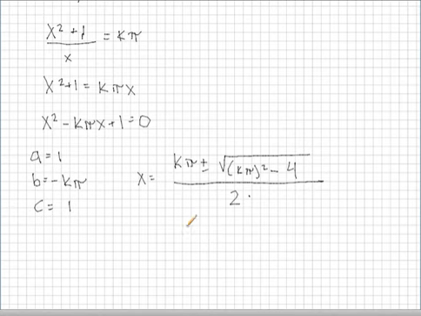If you need the solutions between 0 and pi over 2, you can just go ahead and substitute in 0, 1, and 2 for k, and your solutions will pop right out of this. But this is your general solution.